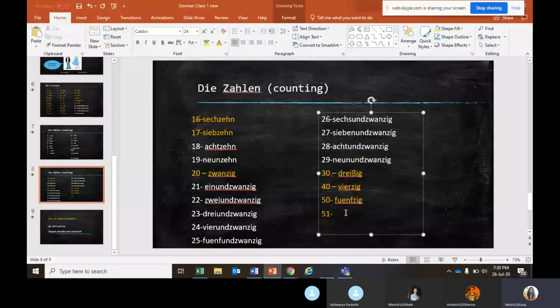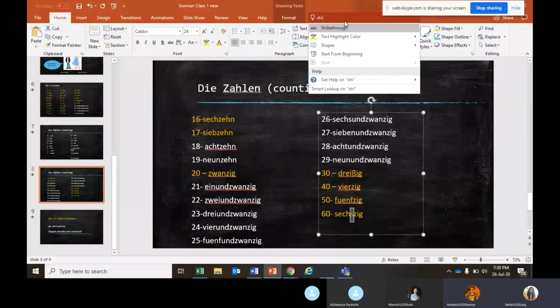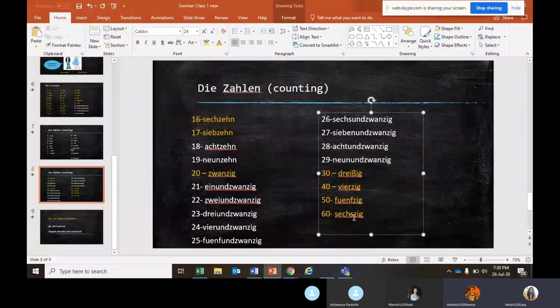So similarly, we would be writing 60: sechzig. So here, the extra S would be cut down. It would be sechzig, not sexzig or segzig. Similarly, for 70, it would not be siebenzig, but it would be siebzig.